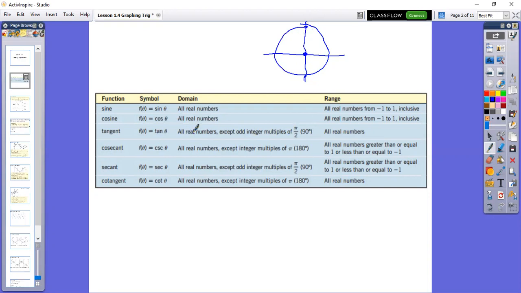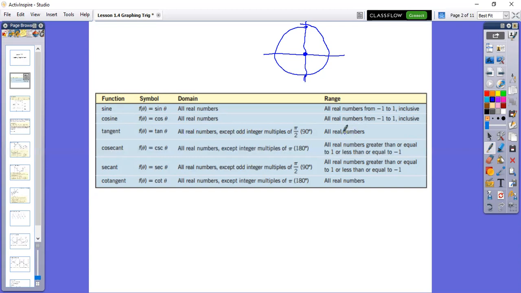And remember, secant is the reciprocal of cosine. Secant is 1 divided by cosine, so secant has the same domain as tangent because these are undefined when cosine is equal to 0. The range of tangent is all real numbers.